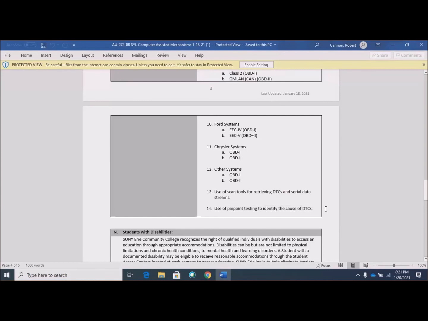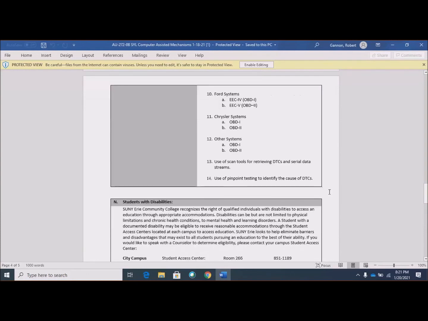Pinpoint testing is this: you get a code that tells you that some sensor reading is out of range or is off, and you have to figure out why. Let's say I get a code for an oxygen sensor, and all the code is telling me is that the oxygen sensor's not putting out what it's supposed to. Well, you don't know if it's unplugged, if it's defective, if the wire's cut, or if it's contaminated. So a pinpoint test will take you to the actual thing that's causing that code.